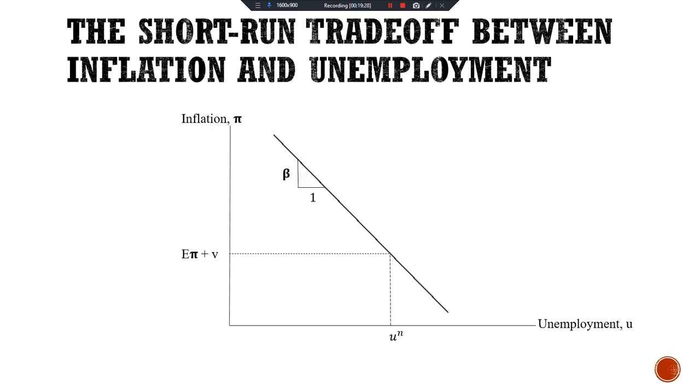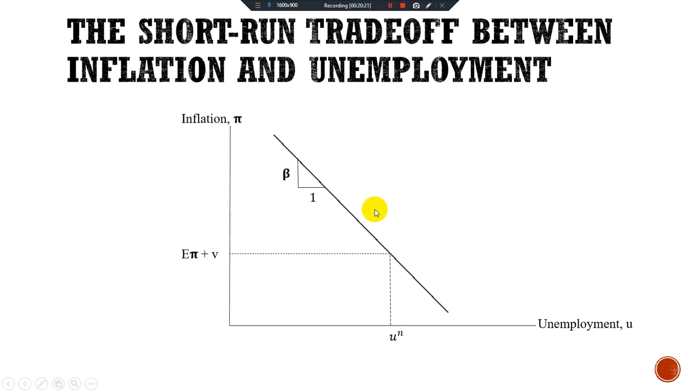So the Phillips curve equation shows the short-run trade-off between inflation and unemployment. When unemployment is at its natural rate, where U^n is the natural rate of unemployment, inflation depends on expected inflation plus supply shock. The parameter beta determines the slope of the trade-off between inflation and unemployment. In the short run, for a given level of expected inflation, policymakers can manipulate aggregate demand to choose any combination of inflation and unemployment on this curve.